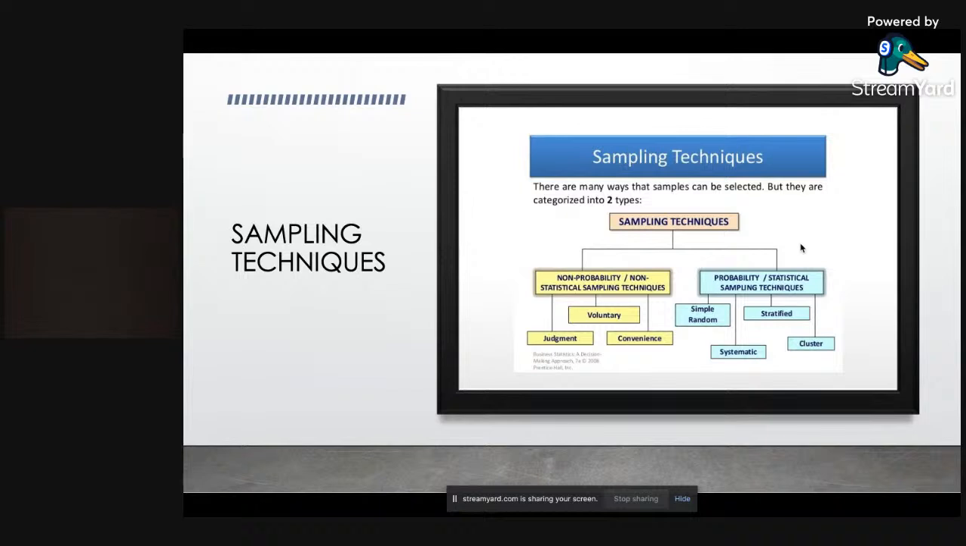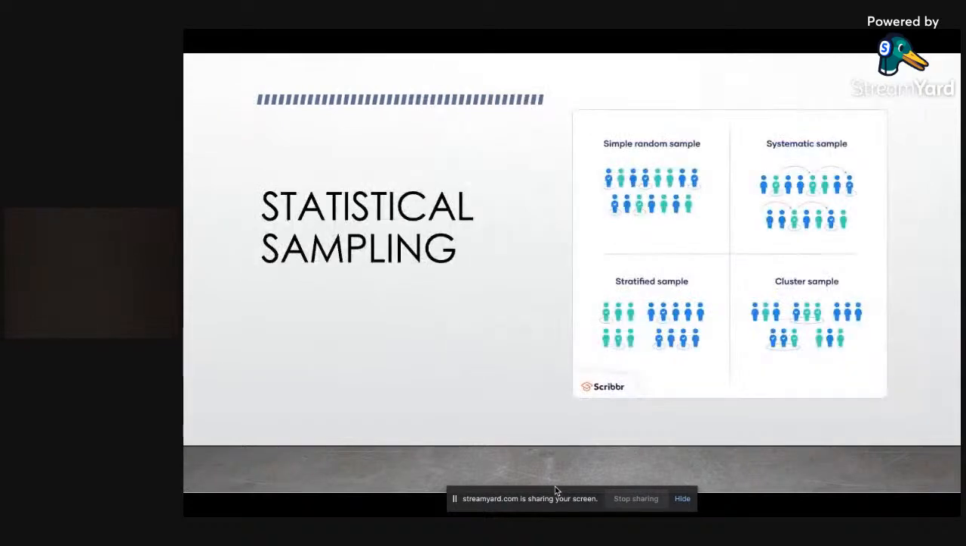And what are sampling techniques? Basically, there are two types. The first one is non-probability or non-statistical sampling, which is judgment, voluntary, and convenience. The next one is statistical sampling techniques, which are simple random, systematic, stratified, and cluster. For simple random, you just pick any sample in random order. It can be this one, this one, this one. But for random order, you need a lot of samples, so that's one of the weaknesses.